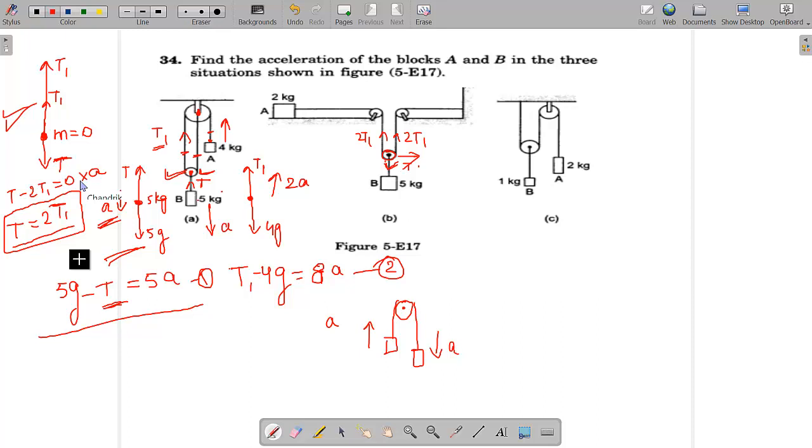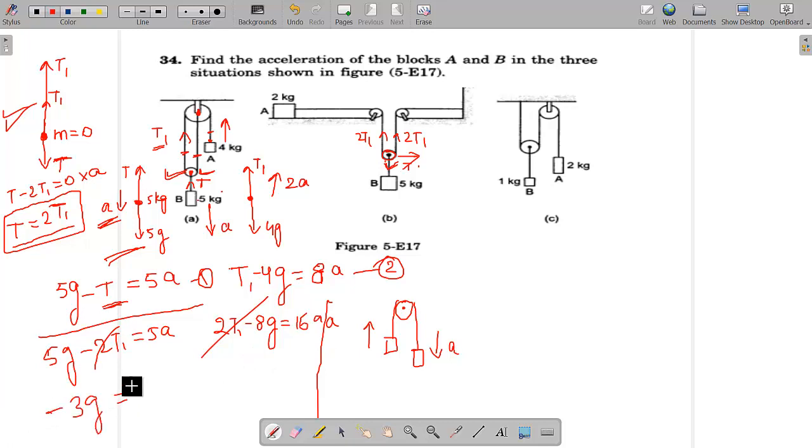So now you know that T is equal to 2T1. You can substitute that. 2T1 is equal to 5A, and this is 2T1 minus 8g is equal to 16A. I just multiplied this equation by, understood? So this cancelled, and 5g minus 8g will come, minus 3g is equal to 21A.